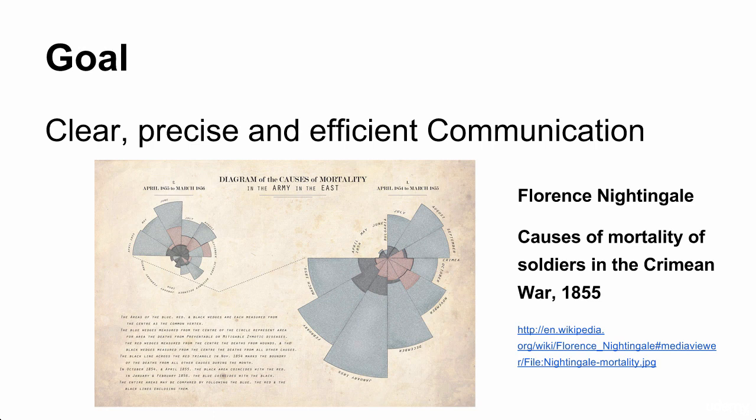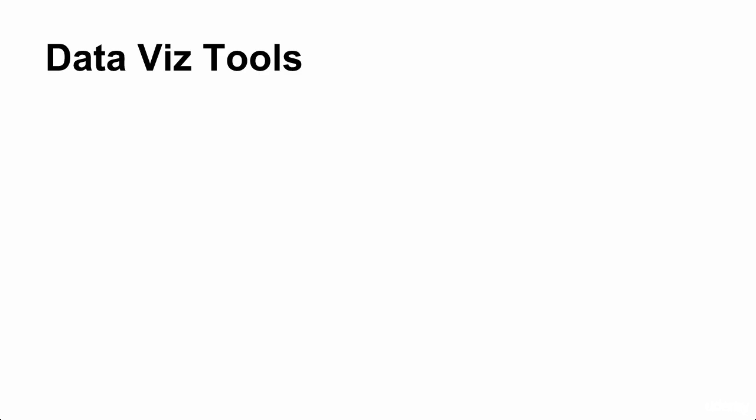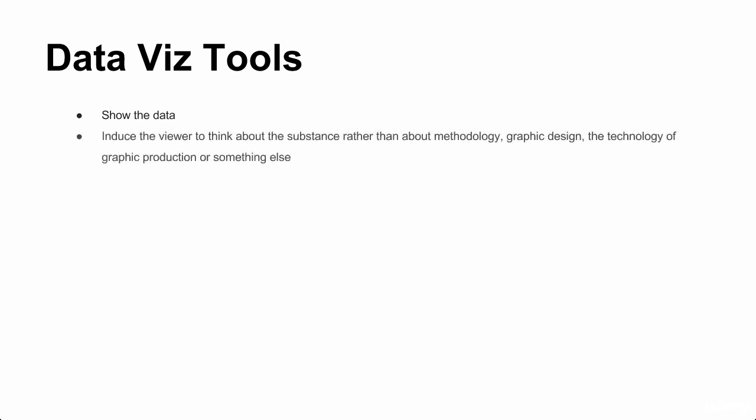Whether the underlying data is straightforward or incredibly complex, data visualization aims to communicate that data with clarity, precision, and efficiency. For a data visualization tool to be effective, it must meet as many of the following points as possible. Obviously, it has to show the data. It has to induce the viewer to think about the substance rather than about methodology, graphic design, the technology of graphic production, or something else. In other words, it has to focus on the data.